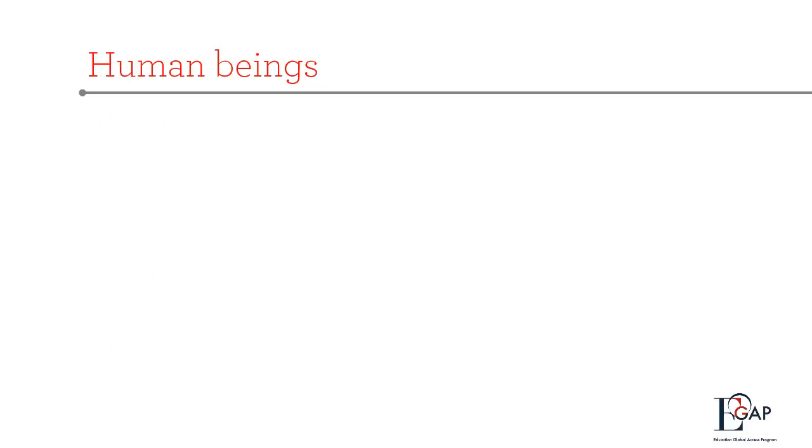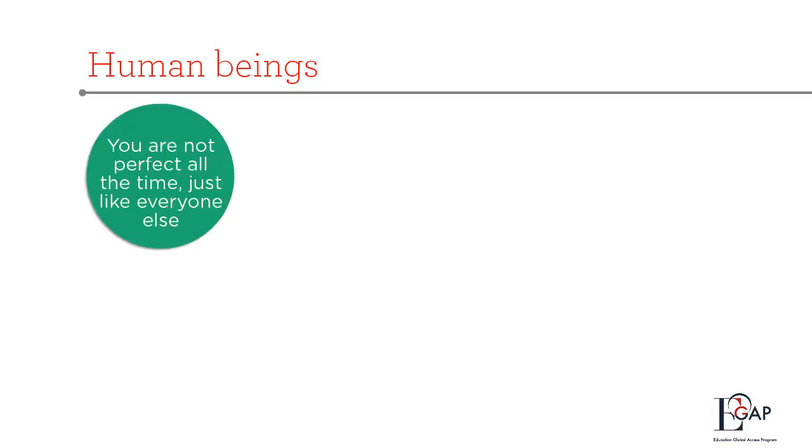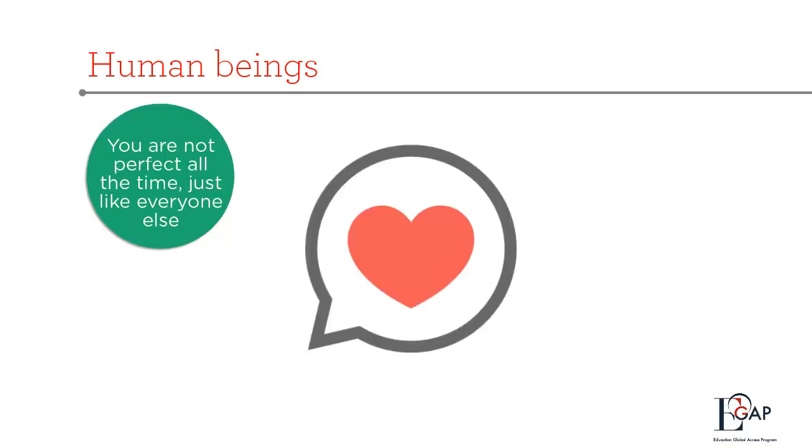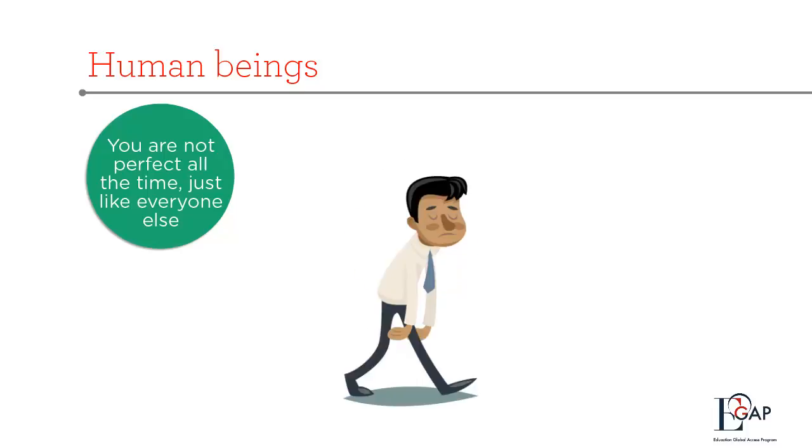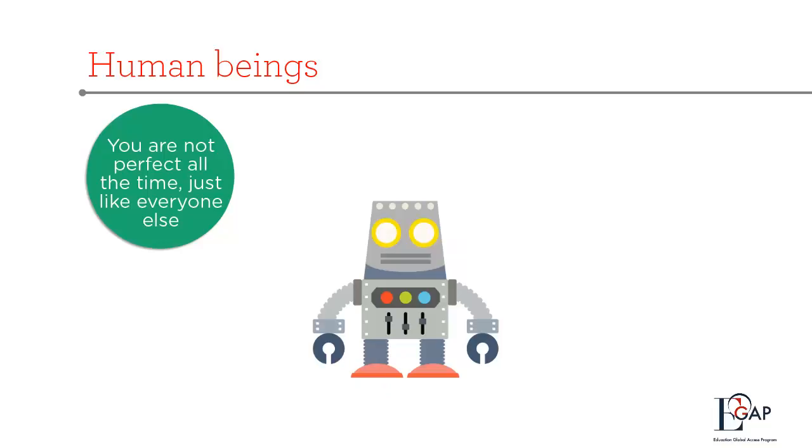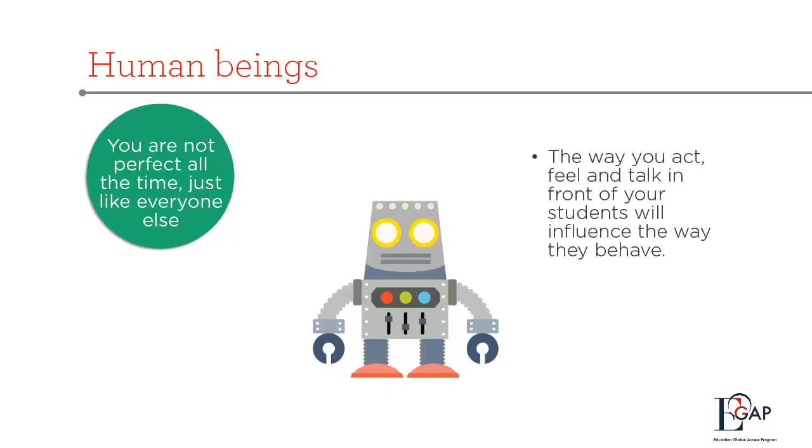You are a human being. And like any other human being, you are not perfect all the time. You have feelings like anger and sadness. You get tired and stressed out. Nobody expects you to be an unfeeling robot, but it is important for you to realize that the way you act, feel, and talk in front of your students will influence the way they are behaving. Simply put, if you're acting negatively, so will your students.